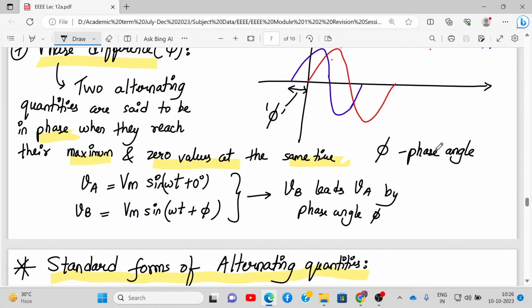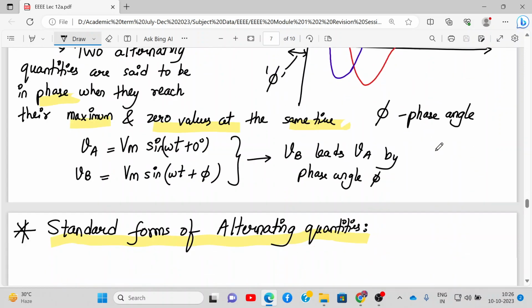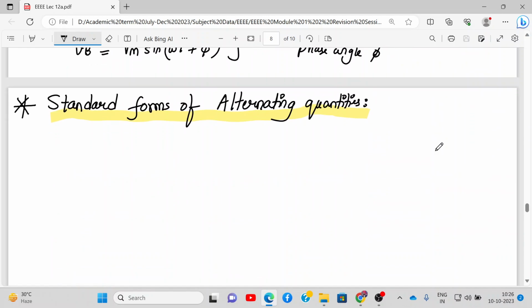Now we write the standard form of alternating quantities. So let's write it down, first in terms of voltage. So V is given by, normally we have derived E, right? EMF is Em sine omega t.